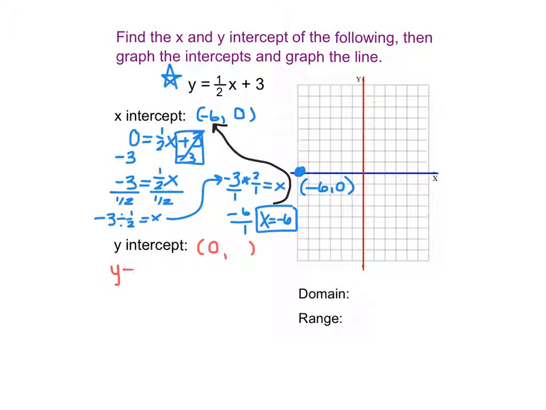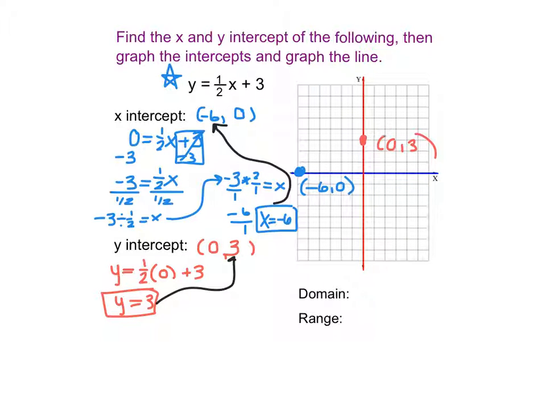So we have y is equal to 1/2 times x is 0 plus 3. Well, 1/2 times 0 is just 0, so I find y is equal to 3. And then I can substitute that value into my point. So I find that my y-intercept occurs when x is 0 and y is 3. So x is 0, y is 3.